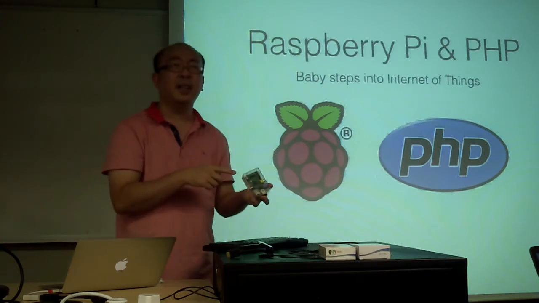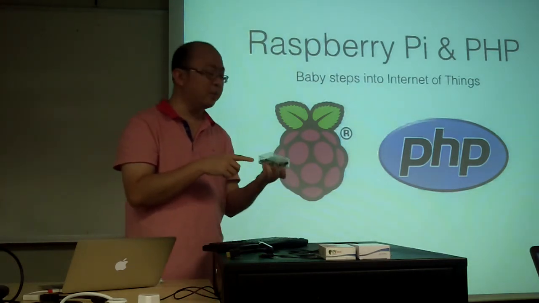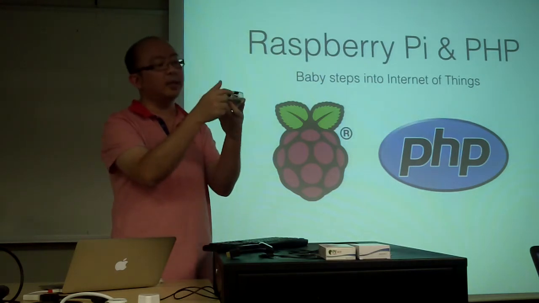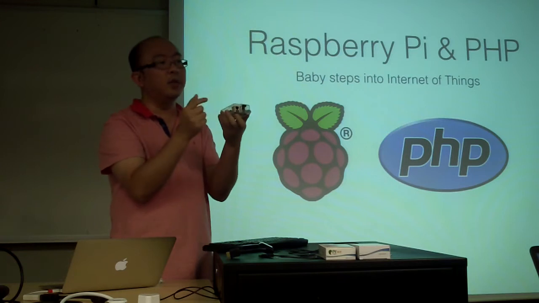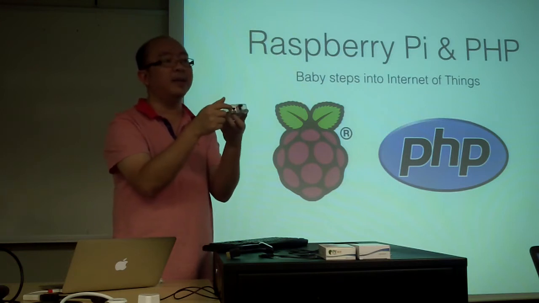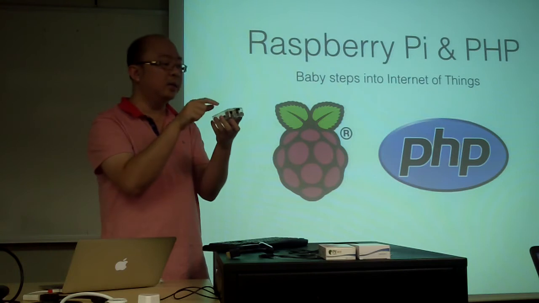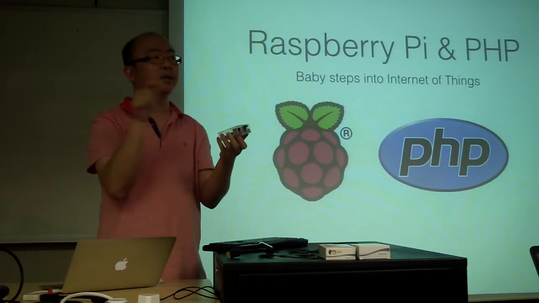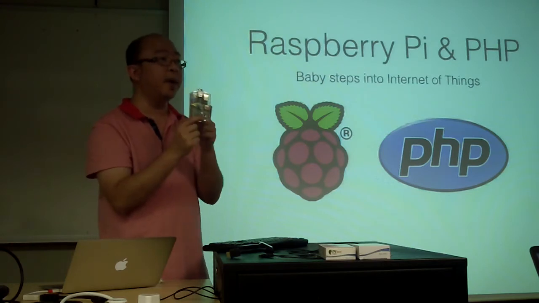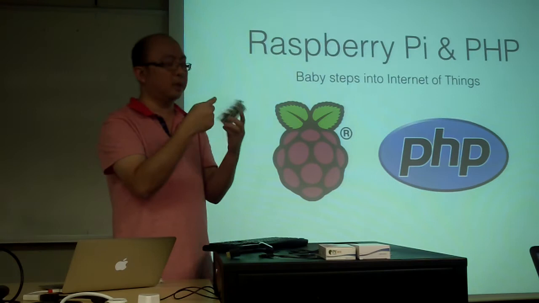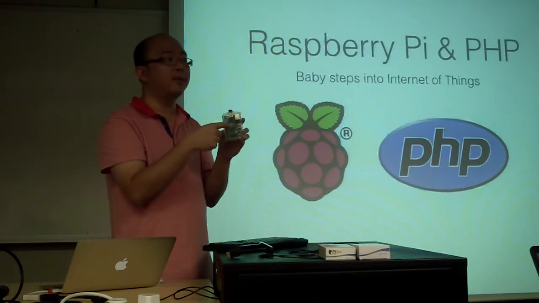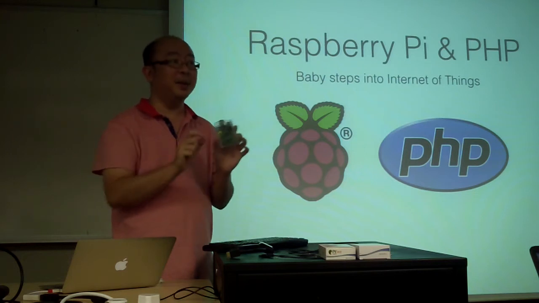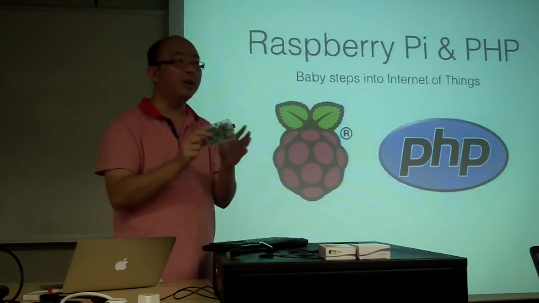This model is, I think, a revision B. So the revision A has only the one USB port. Revision B has two USB ports and an Ethernet port. This one is a Raspberry Pi revision B, release 2. Release 2 comes with 512 megabytes of RAM, so it's not a number crunching workhorse, but it's good enough for simple things.